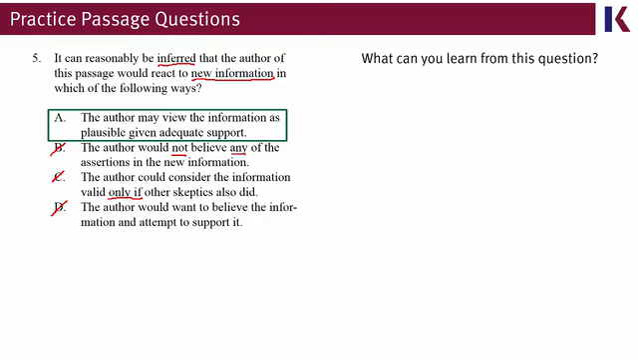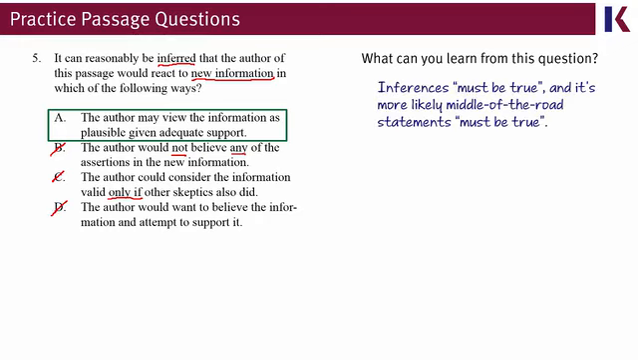A really good takeaway for question 5 is that inferences are things that are not stated in the passage directly, but they must be true based on what was stated in the passage. If an answer choice is more of a middle-of-the-road, kind of qualified answer choice, like letter A, he may believe the information as plausible, that's more likely a statement that must be true. There's nothing wrong with it, and there's no flaw that will make it wrong.